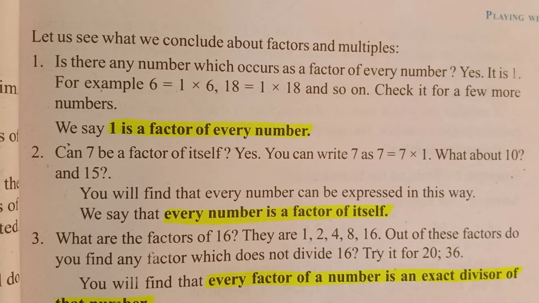A factor of a number is an exact divisor of that number. I will repeat, a factor of a number is an exact divisor of that number. And what is the meaning of multiple? A multiple of a number is the result obtained when that number is multiplied by a natural number. Now, let's see all these with examples.